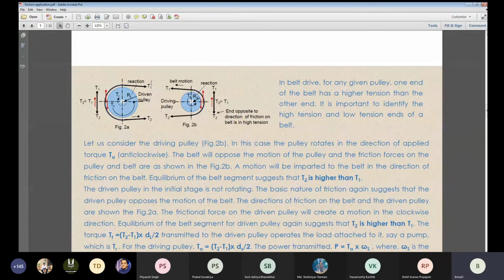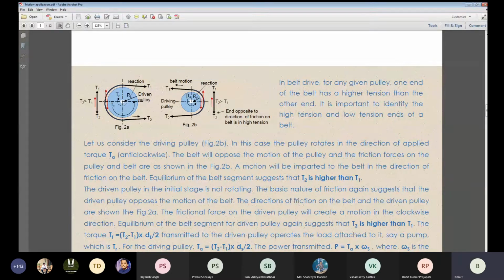So there should be a load if you are always applying a prime mover. That means obviously the power will only work if there is a load. So this maintains the equilibrium of this particular system. So in this particular case, T2 minus T1 into R is the loading onto this driving pulley. I can tell it in that manner. That's the reason it is in the opposite direction. Is it clear to you? Hello?